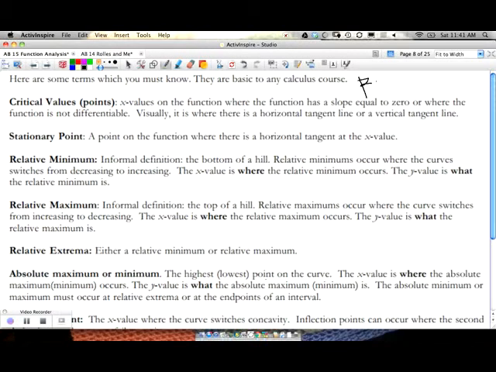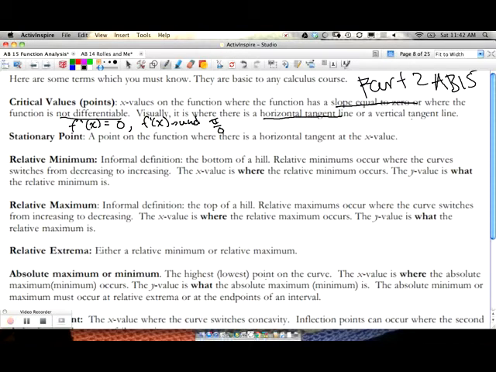So, welcome back, Calculus. We're here in part 2 of AB 15, which is function analysis, if you didn't know what we were doing. So, we're establishing some vocabulary here. Critical values: this is where the slope is equal to 0 or where the function is not differentiable. So, either f prime of x equals 0 or f prime of x is undefined, which usually is something like a number over 0.